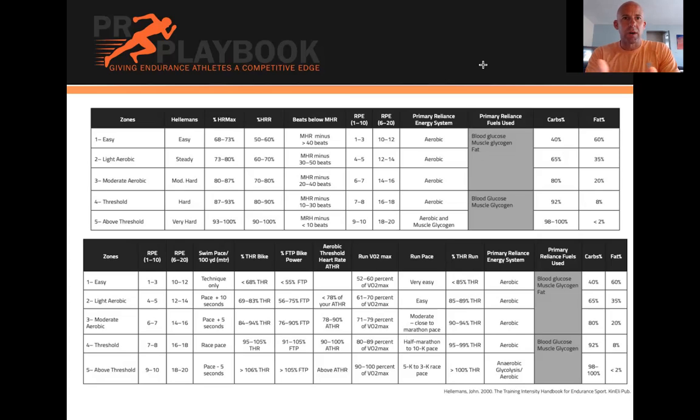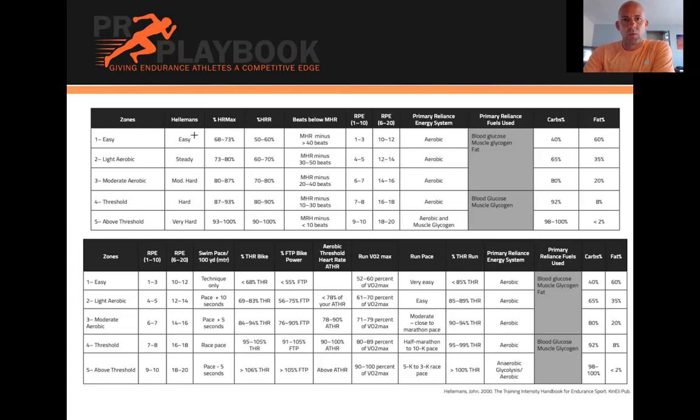So, we have some workouts that are in the lower zones, 1 and 2, and then we have workouts that are in the higher zones of 4 and 5. And you can look at this zone chart, which you have access to, and you'll see right here, we have the training zones 1 through 5.